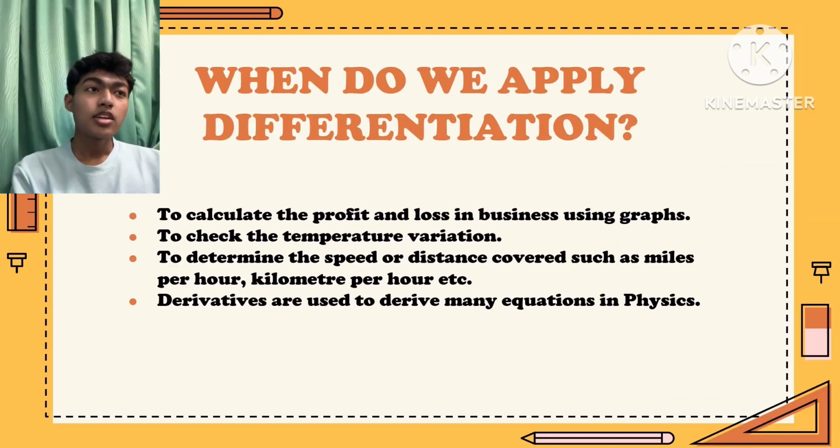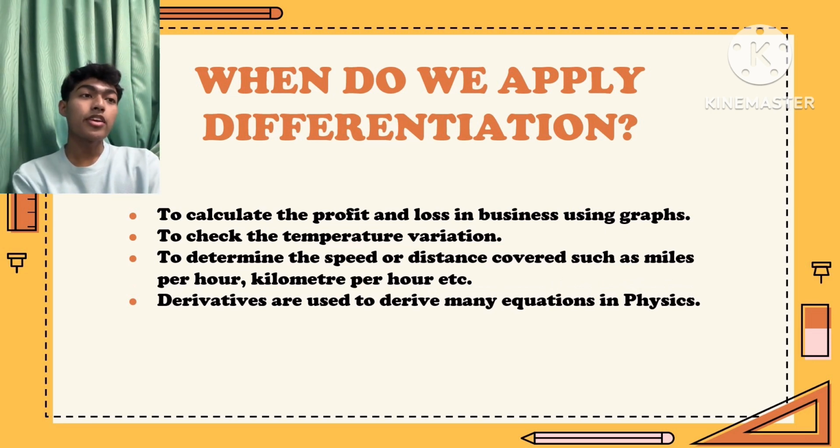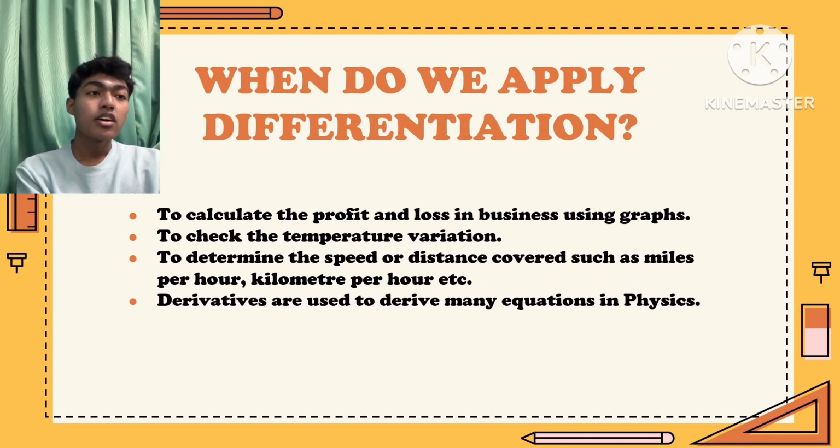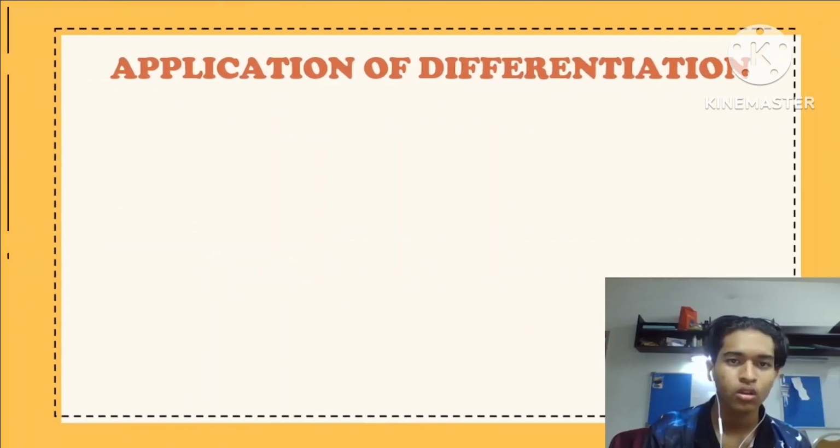So, for the next, when do we apply differentiation? Number 1, to calculate the profit and loss in business using graph. Number 2, to check the temperature variation. Number 3, to determine the speed or distance covered, such as miles per hour, kilometer per hour. And number 4, derivatives are used to derive many equations in physics.